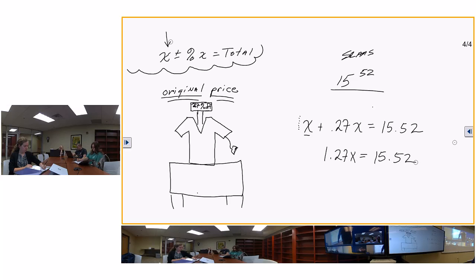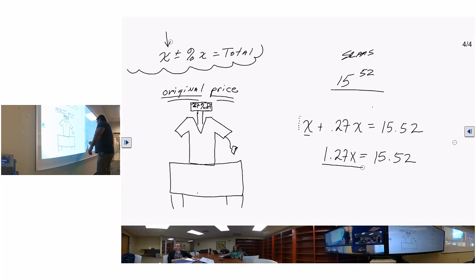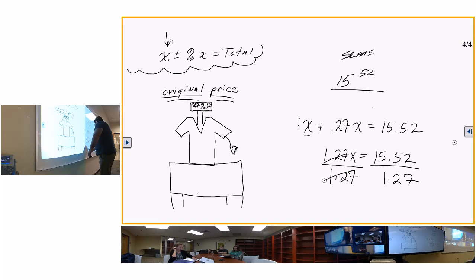Now, how do we get rid of multiplying by 1.27? Get your calculators out, because you're not going to be able to do this unless you're Rain Man. X is equal to, somebody take 15.52 and divide by 1.27. 12.22.